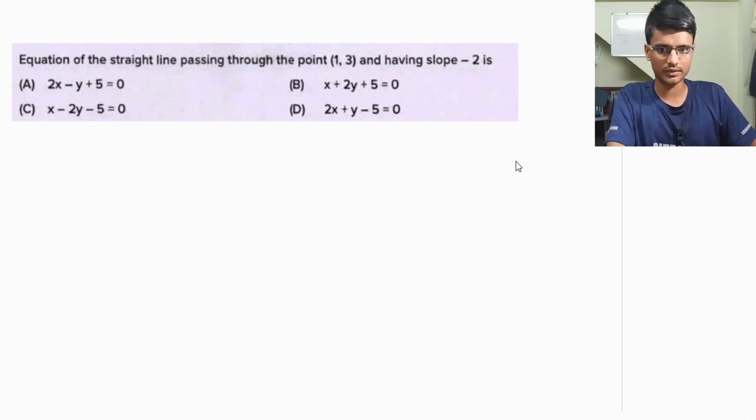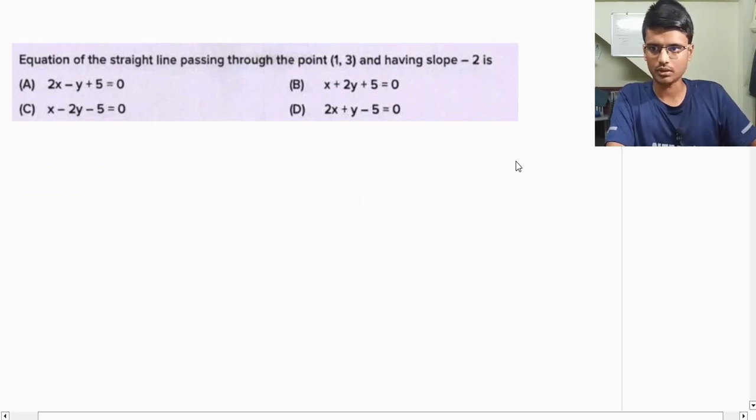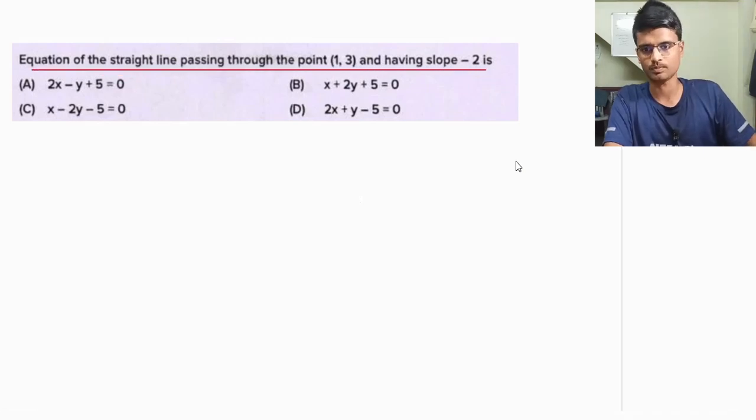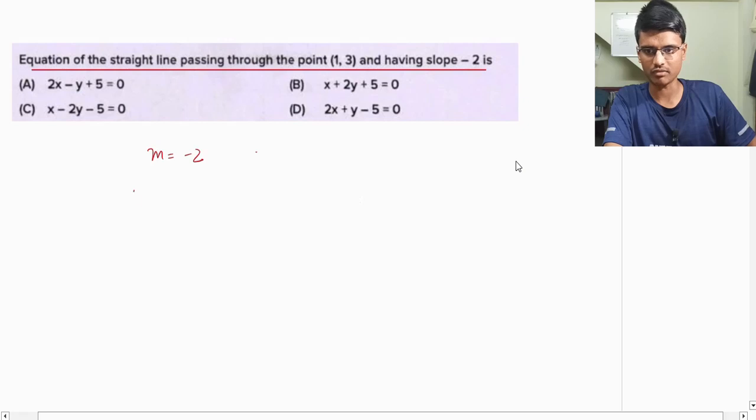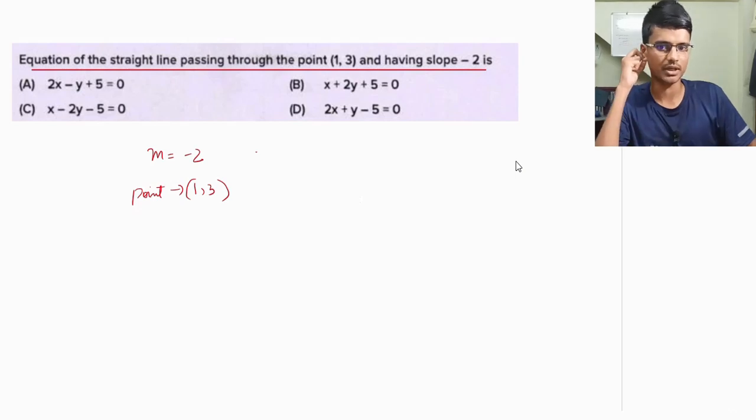that we have got is equation of straight line passing through the point 1 comma 3 and having slope minus 2. Okay, so they have already given us the slope. Let me write it as minus 2, and we have a point is 1 comma 3. So I can use the point slope form here, right? Point slope.